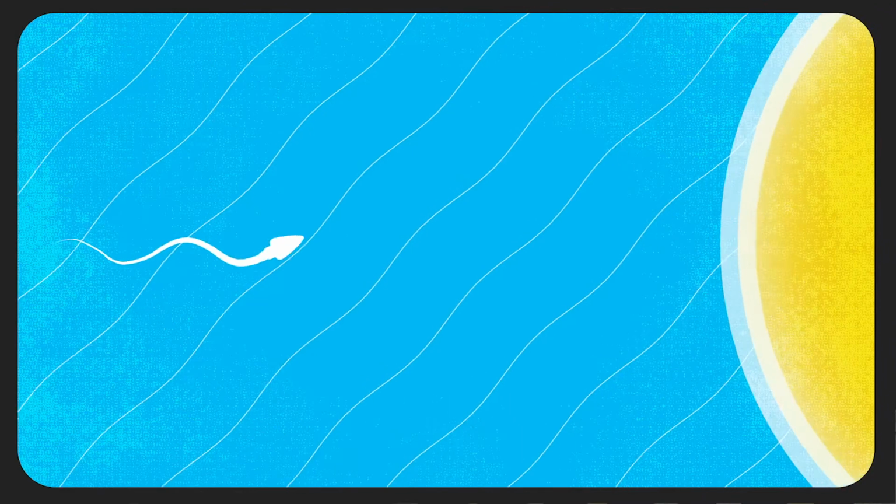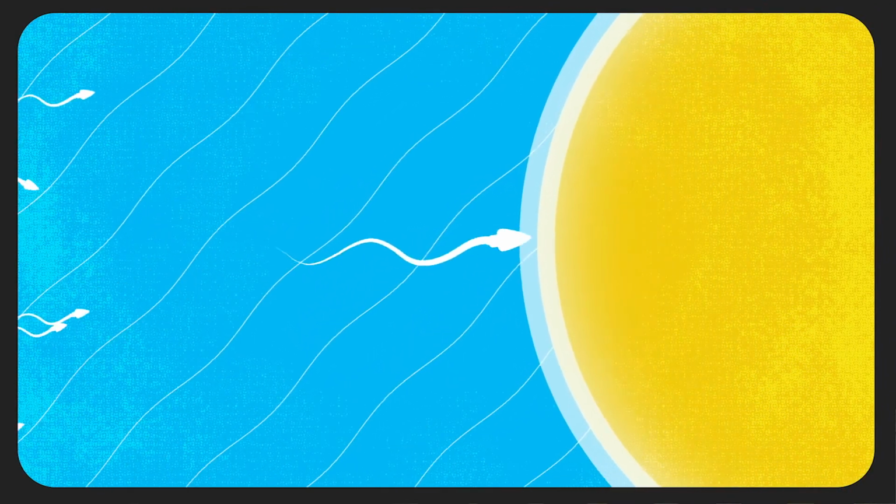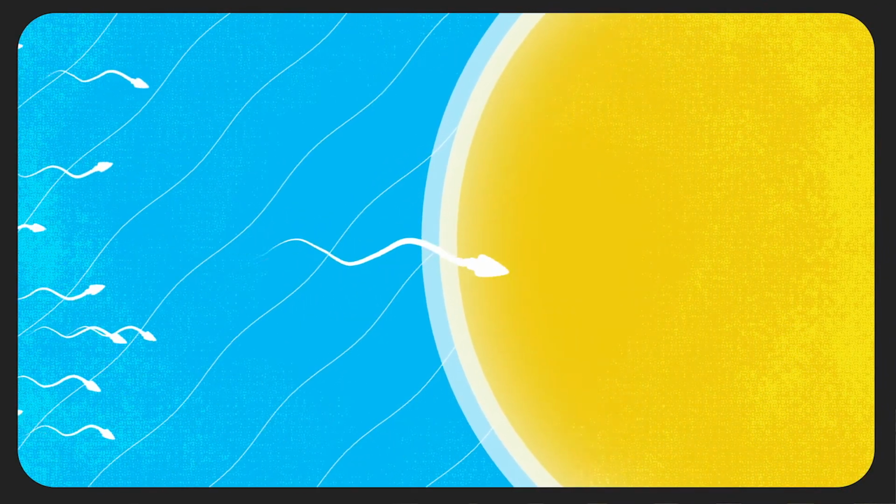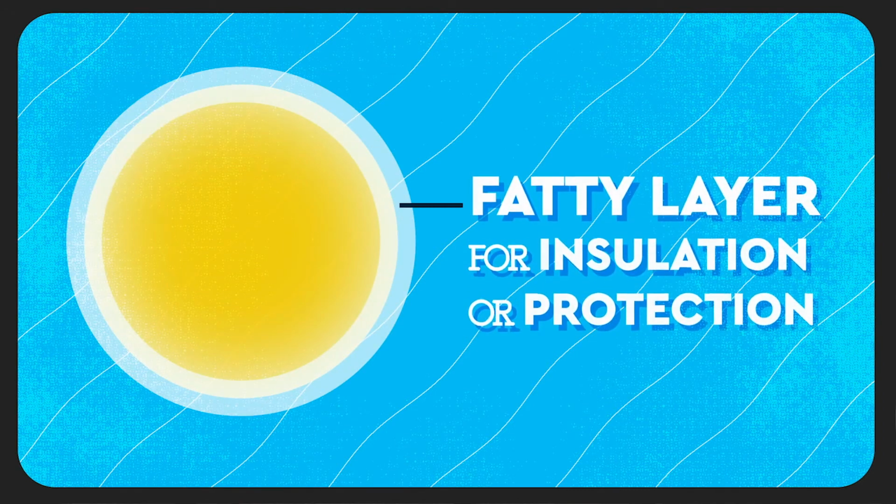Tails or tail-like structures on a cell are usually for movement. Sperm cells have a tail that allows them to move, allowing them to fertilize an egg cell. Some bacteria cells have a tail, also known as a flagella, that allows them to move through fluids towards food and nutrients. A fatty layer around a cell is for insulation or protection.